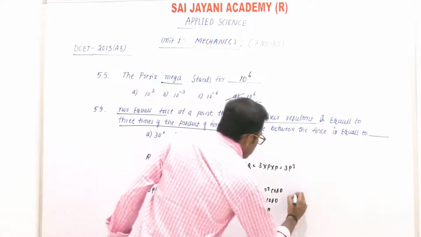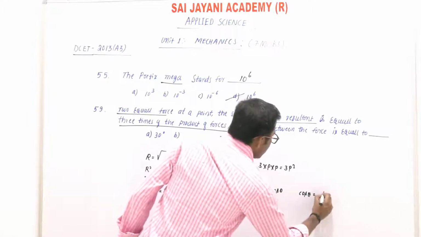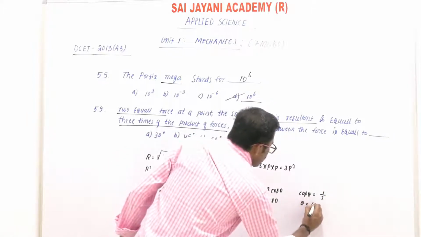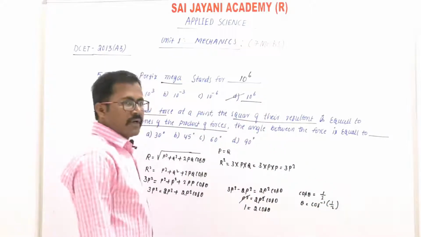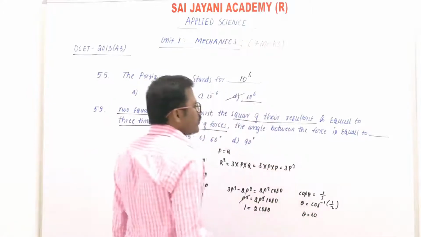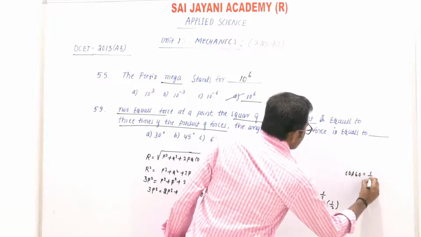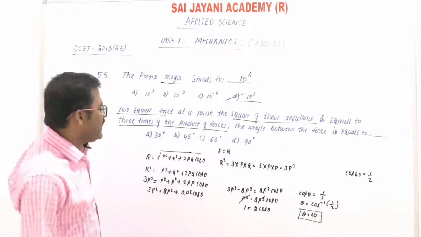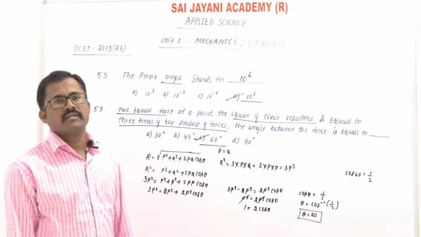Then cos theta is equal to 1 by 2, or theta is equal to cos inverse of 1 by 2. So cos inverse of 1 by 2 gives theta is equal to 60 degree. We know that for cos 60 degree the value is 1 by 2. So theta is equal to 60 degree. So option C, 60 degree, is the right answer.